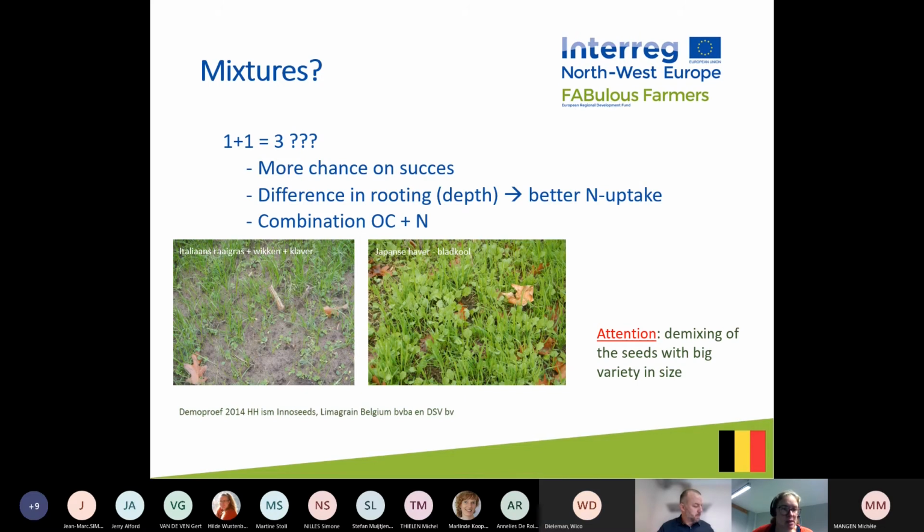Talking about these mixtures, if you choose a mixture, you have more chance of success. Because of the different rooting, if you choose crops from these three different main groups, then you can also have the positive effects of these three groups. For example, a combination of organic matter input and nitrogen uptake.